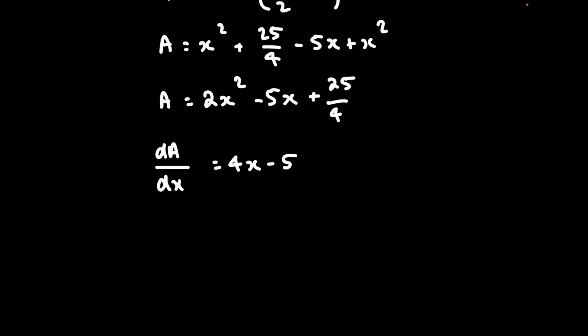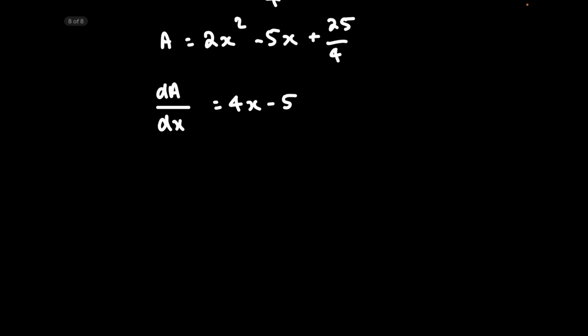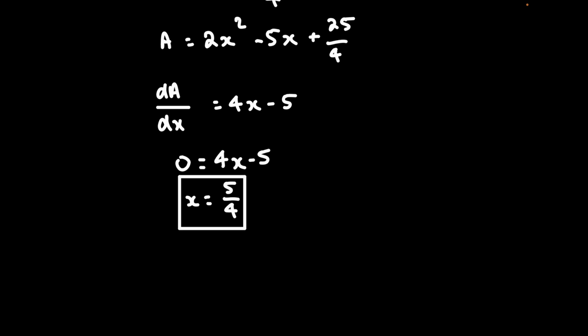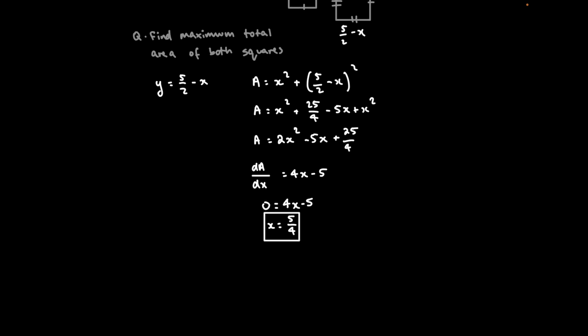So that means if you want to work out what the value of x is, okay, we need to first let the derivative equal 0. So that means x, the value at which x maximizes the area, in this case, is going to be 5 on 4. So that's the value of x that maximizes the area of both squares. So find the maximum total area of both squares.